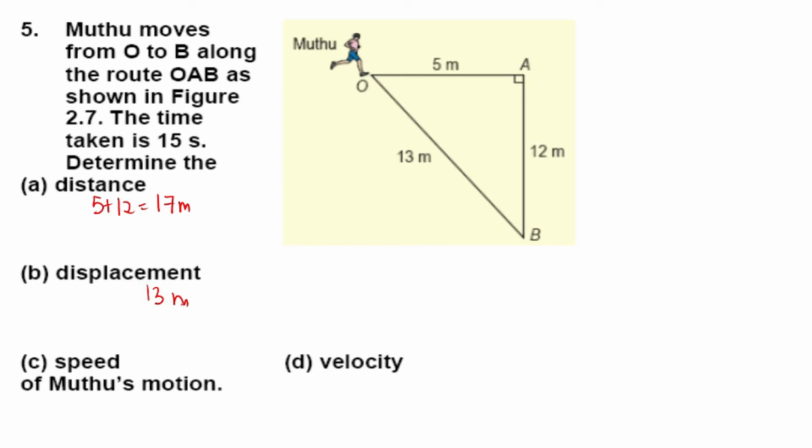And then the speed. The speed is distance, so 17 divided by 15.